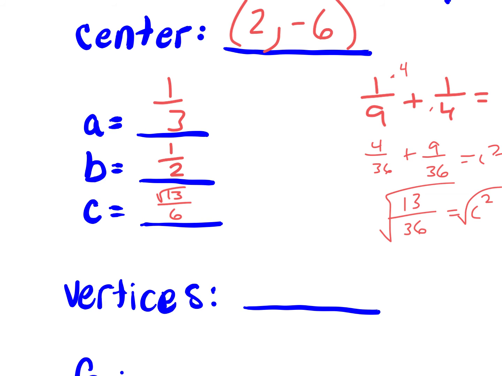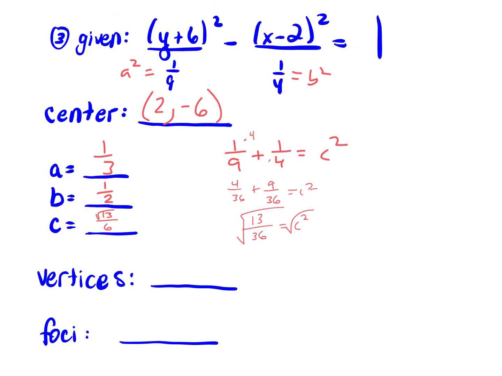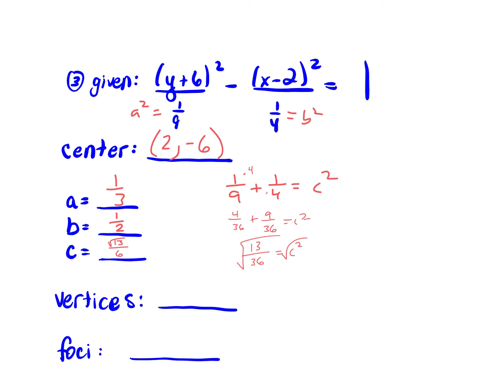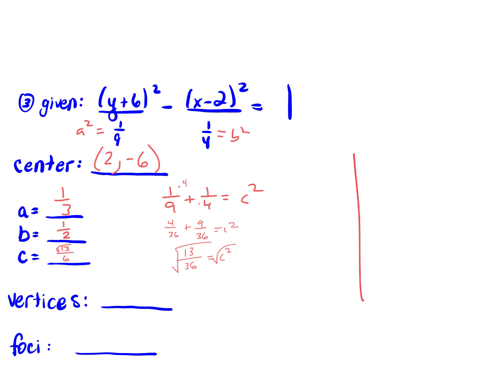With me so far? Alright. So now let's figure out where my vertices are. Yes, if the 13 was on the bottom, you would have to rationalize. We don't want square roots in the denominator, but also, remember, it's a multiple choice. So just look at your answer choices.